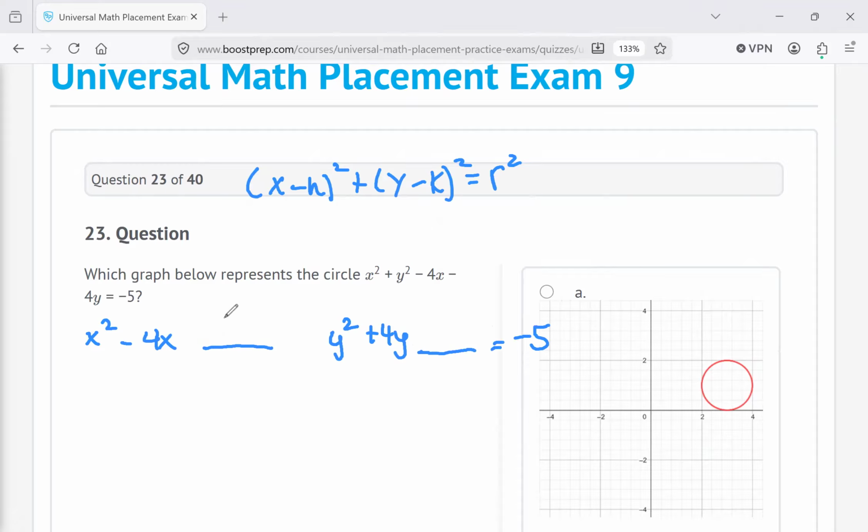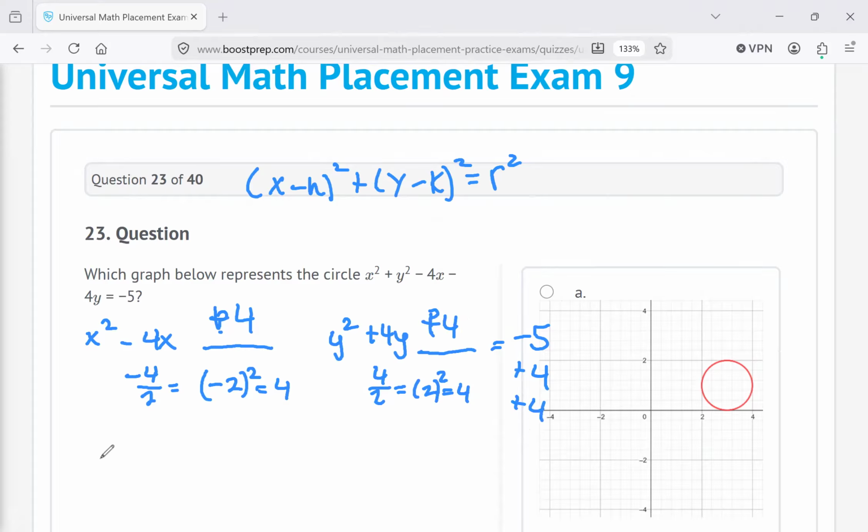Okay, so what I put in these blank spaces, you take half of your b's. If your b is -4, take half of that. That's -2. And then you're going to square that. That's 4. So you're going to add 4 here. You've also got to do it on the right. So do the same thing with the y. So if you have 4 here, take half of that. That's 2. Just square that. That's 4. So you're going to add 4 here, add 4 there.